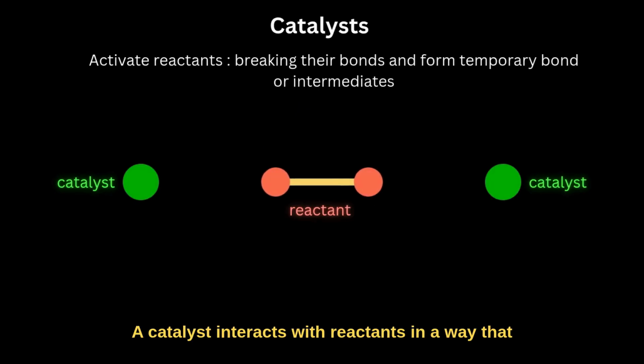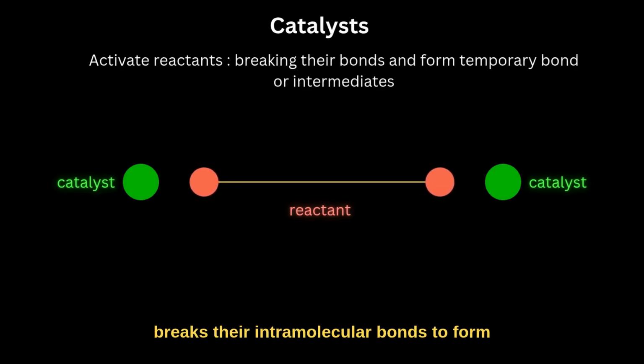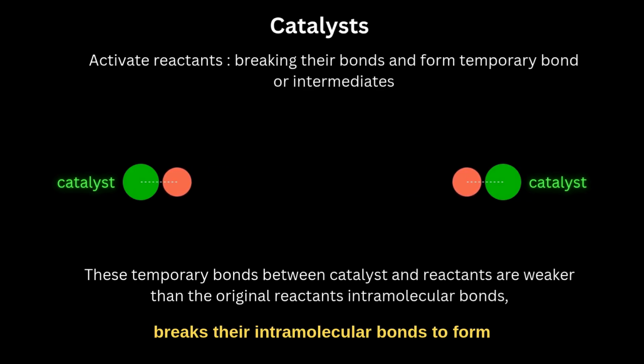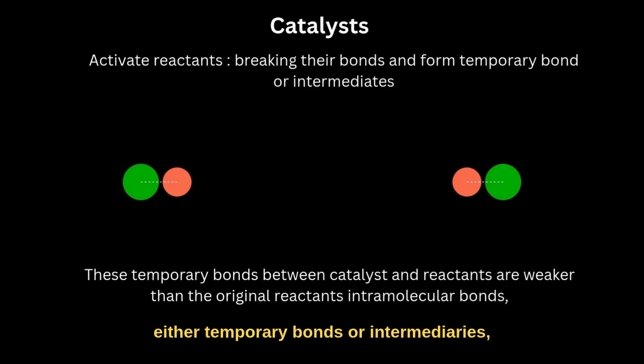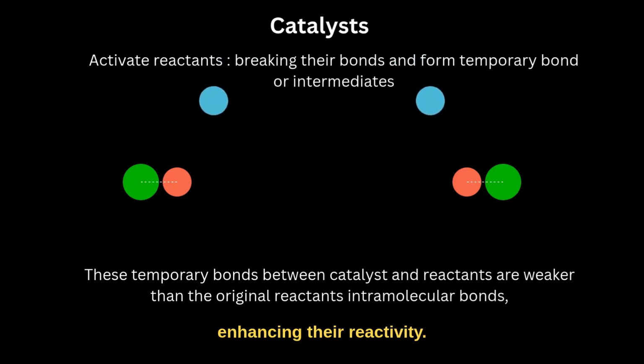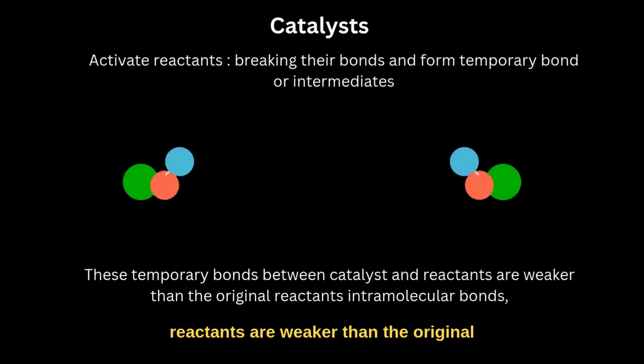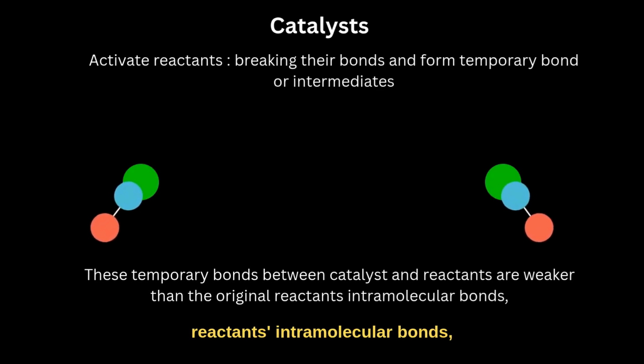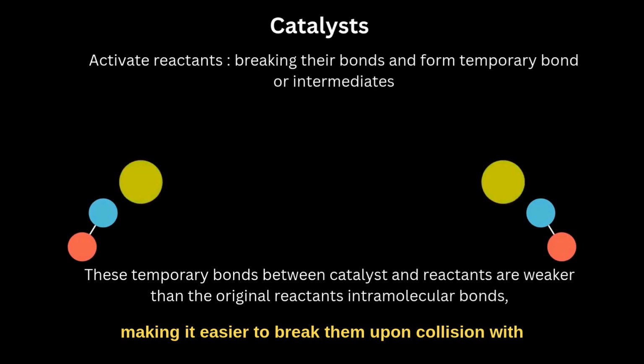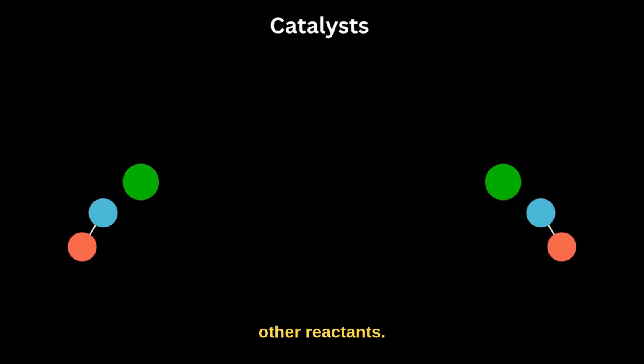A catalyst interacts with reactants in a way that breaks their intramolecular bonds to form either temporary bonds or intermediaries, enhancing their reactivity. These temporary bonds between catalyst and reactants are weaker than the original reactant's intramolecular bonds, making it easier to break them upon collision with other reactants.